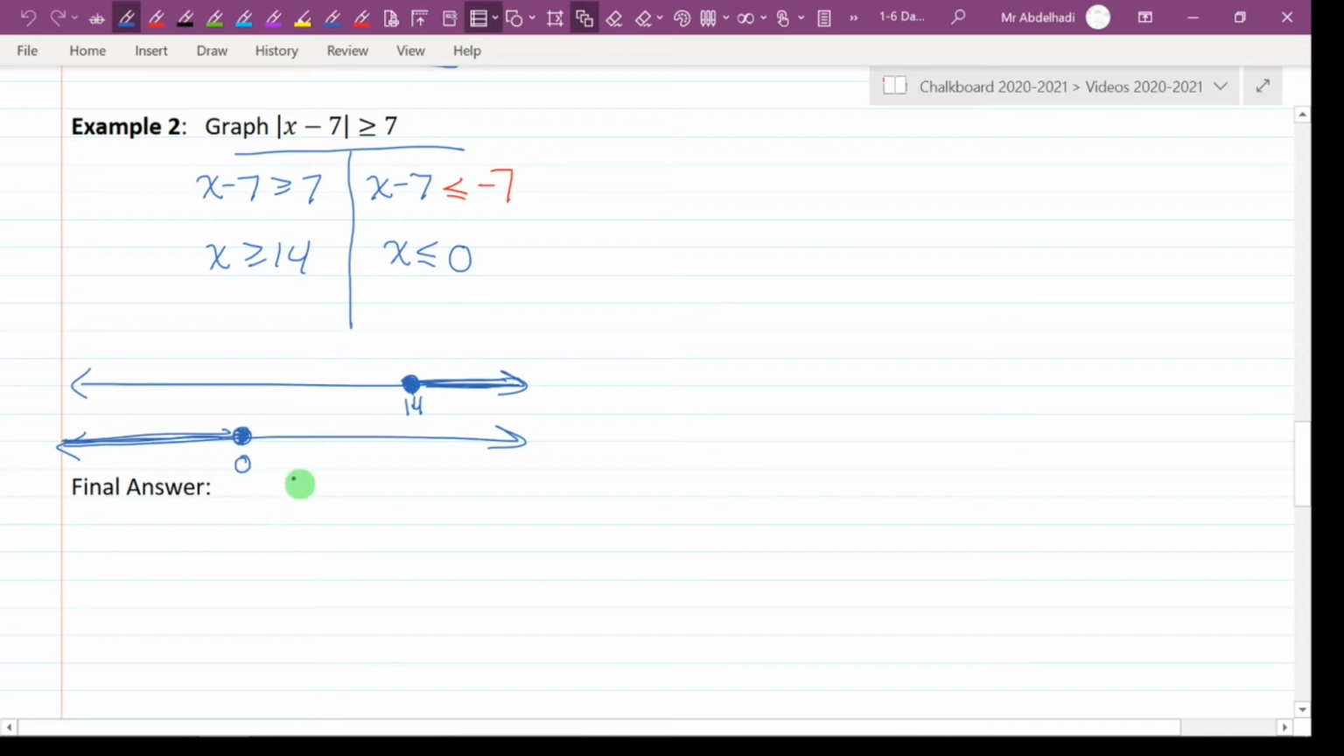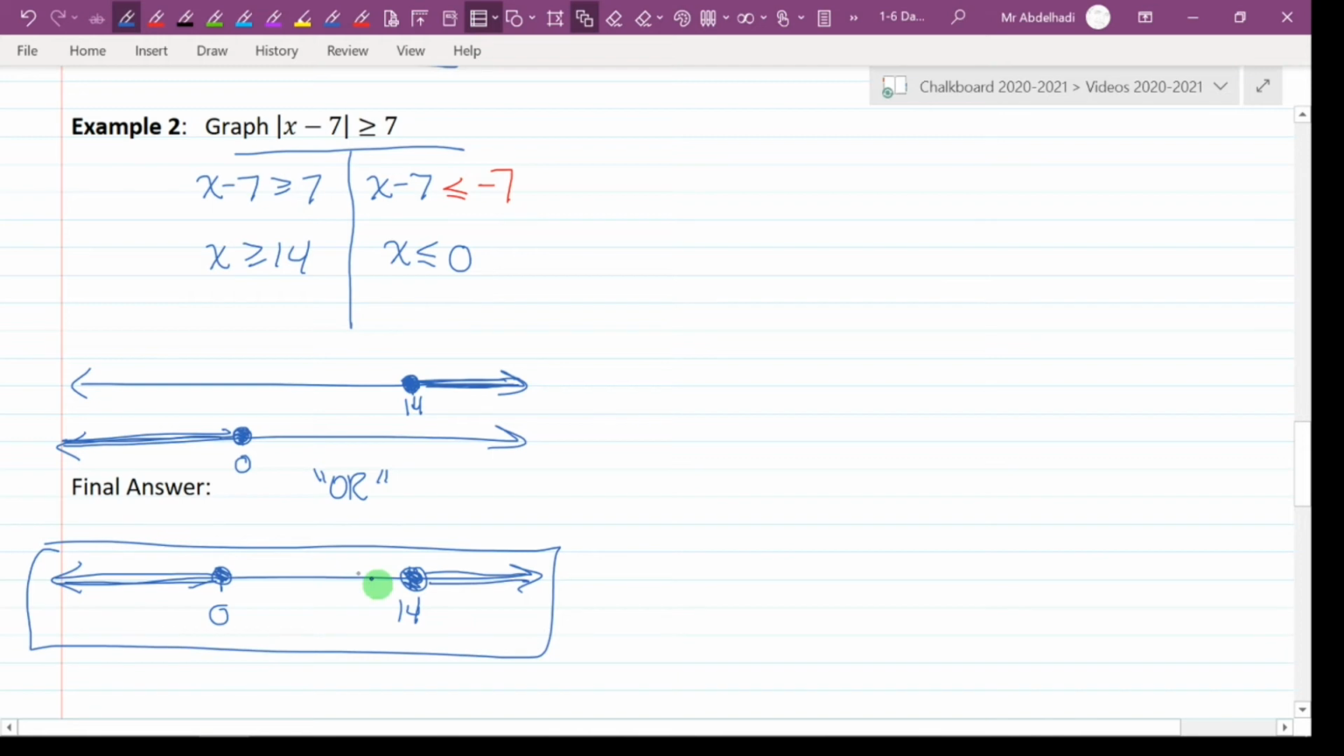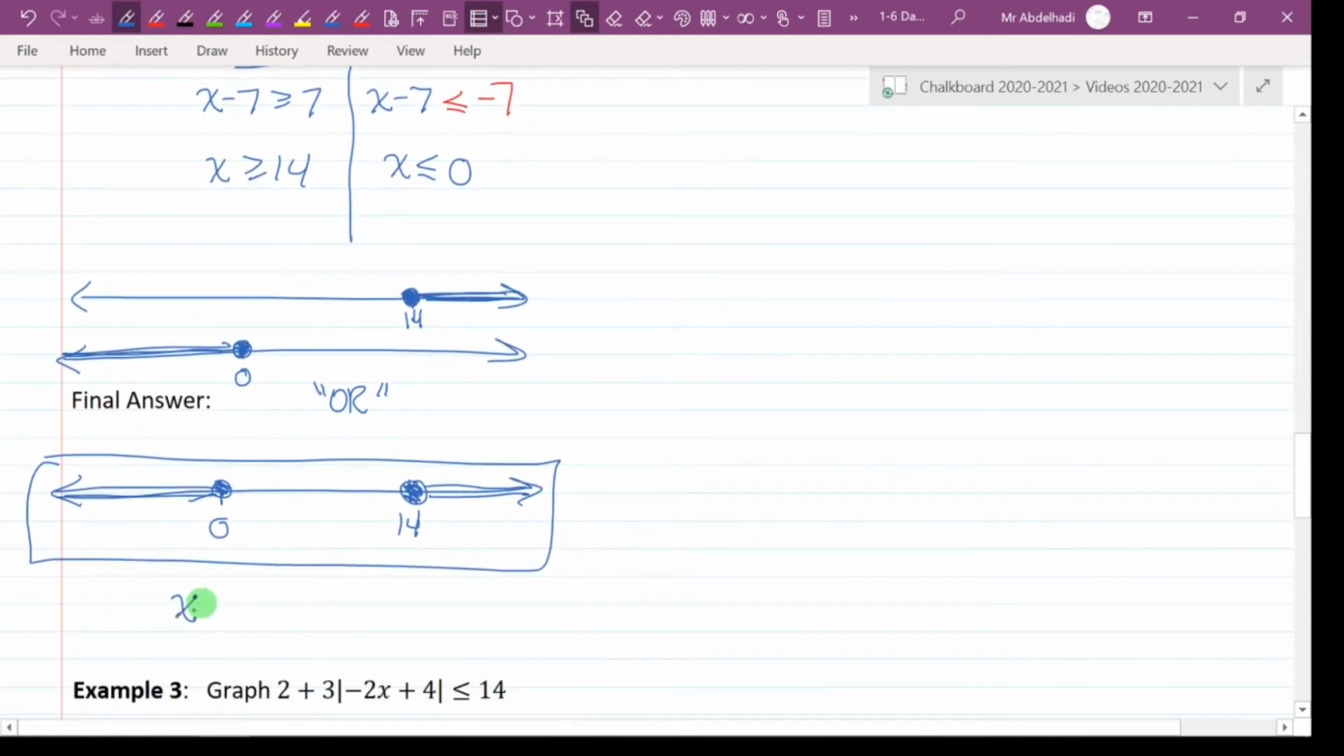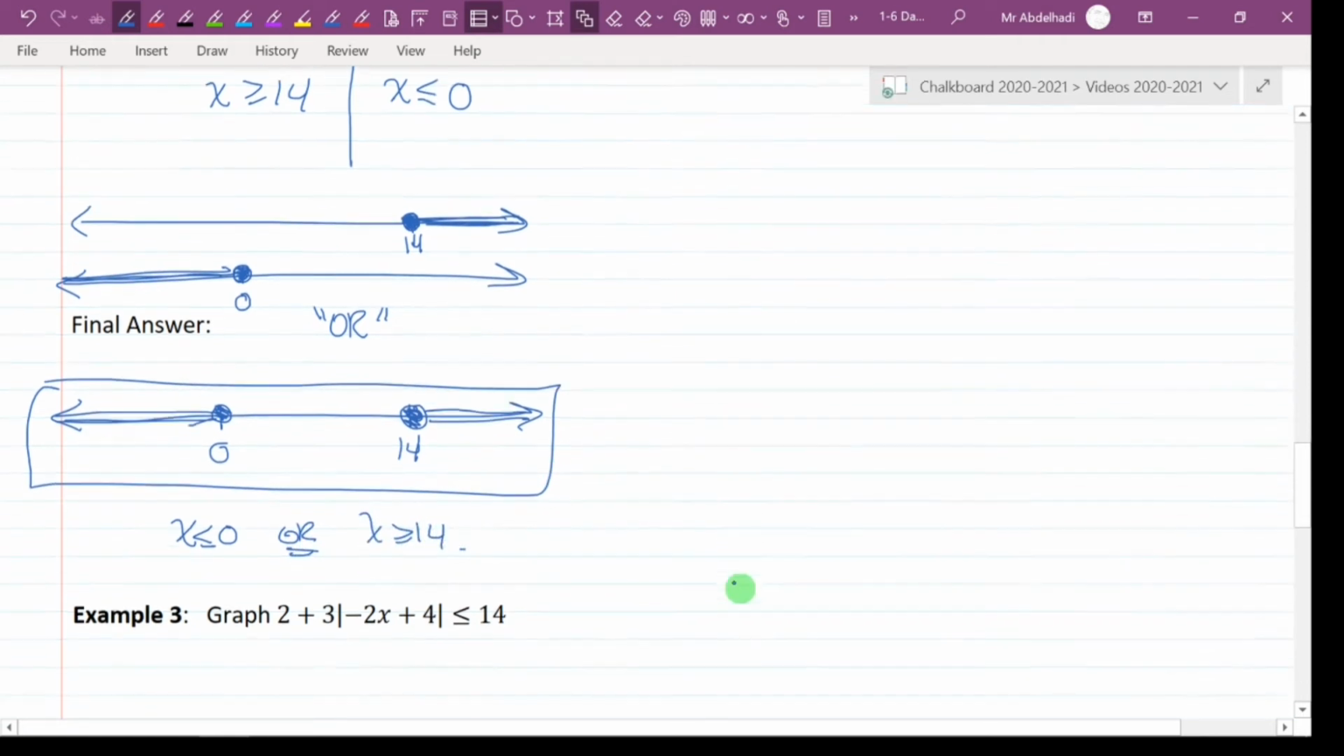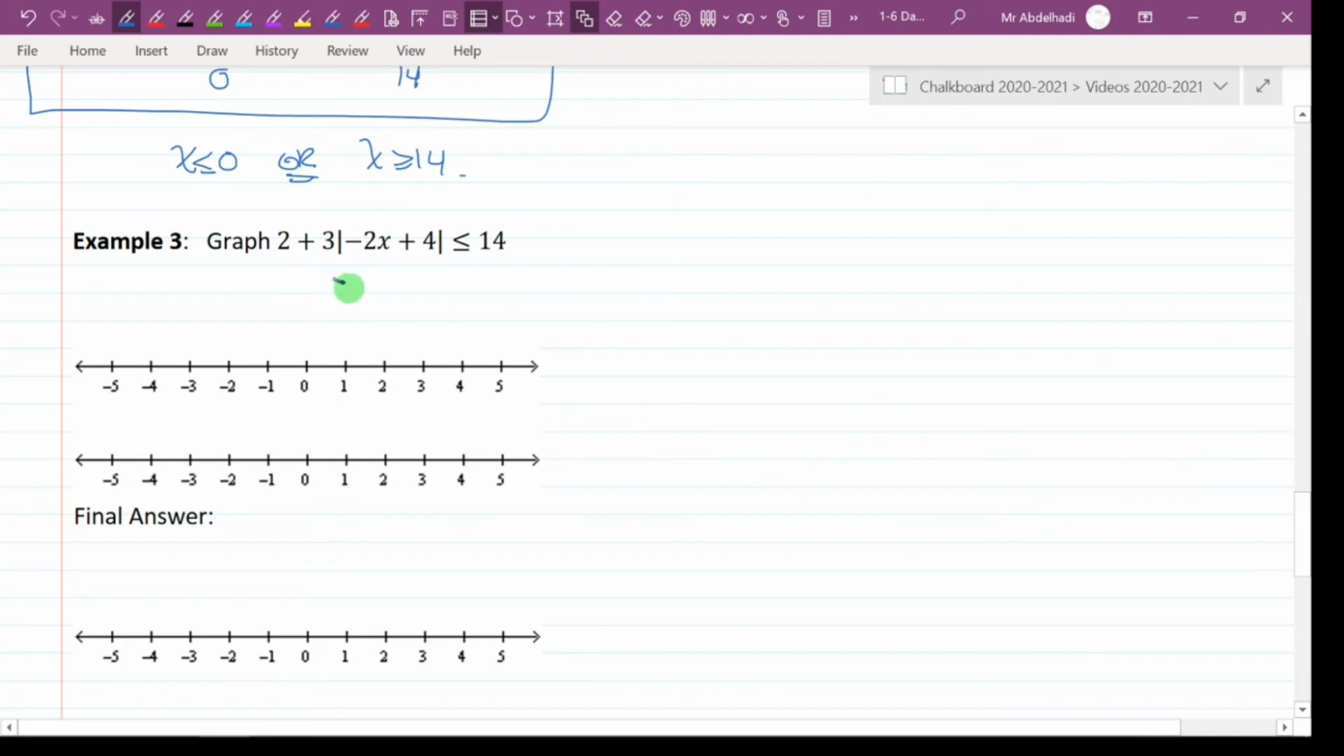So this is an "or", and with an "or", you're going to pancake, like we learned yesterday. Just bring them down. So your graph will be 0 and 14, both with closed circles. Okay, the 14 going to the right, the 0 going to the left. There it is. That's your final answer. If you want to write a statement, it would be x is less than or equal to 0, or x is greater than or equal to 14. Okay, one more here. Now this one's got some stuff going on. This one's got a 2 and a 3 outside of the bars.